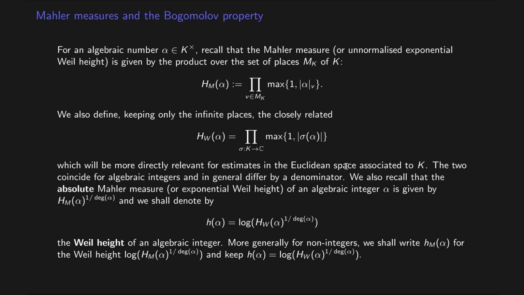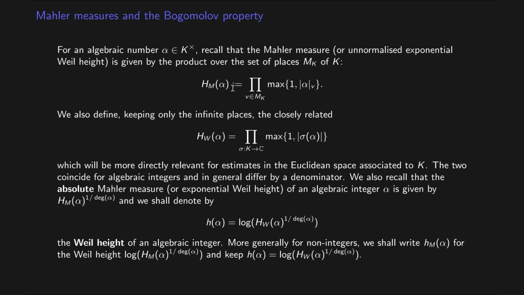And so let me tell you what the Mahler measure is. So let K be a number field and let alpha be a non-zero element in our number field. Then we consider all the valuations of this number, and we take a product over all places of our field of the maximum of 1 and the valuation of our number. And this is what is called the Mahler measure of an algebraic number.